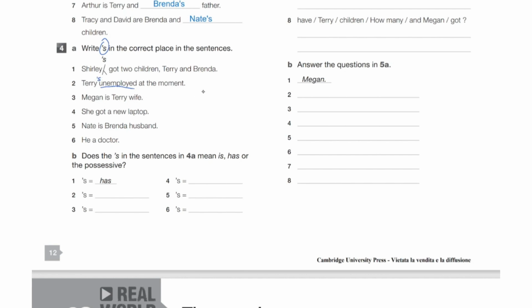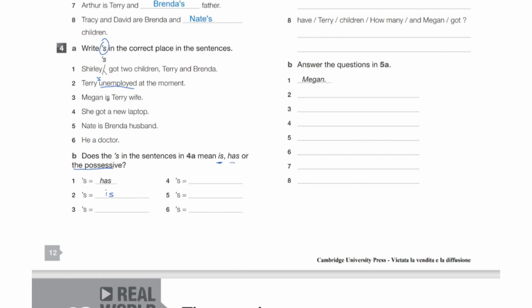Terry's unemployed at the moment. That means Terry is unemployed. So number two here we can write "is", because exercise B is asking us whether the apostrophe S is "is", "has", or the possessive in exercise A, right? So number two, Terry is unemployed at the moment. So we're gonna write "is" here.